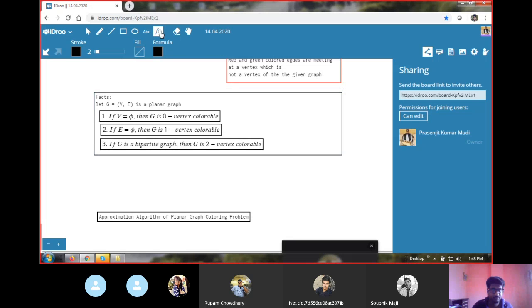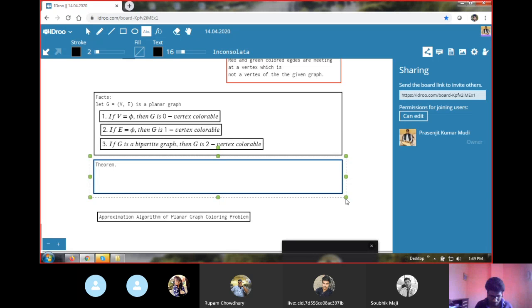Next we can have a theorem. The theorem is: every planar graph is four vertex colorable. It is a very powerful theorem, and it was proposed in 1976 by Appel and Haken. Probably spelling I don't know, whatever.